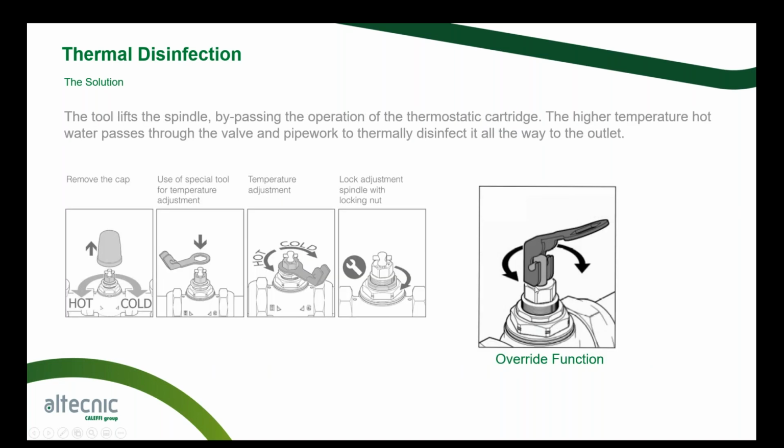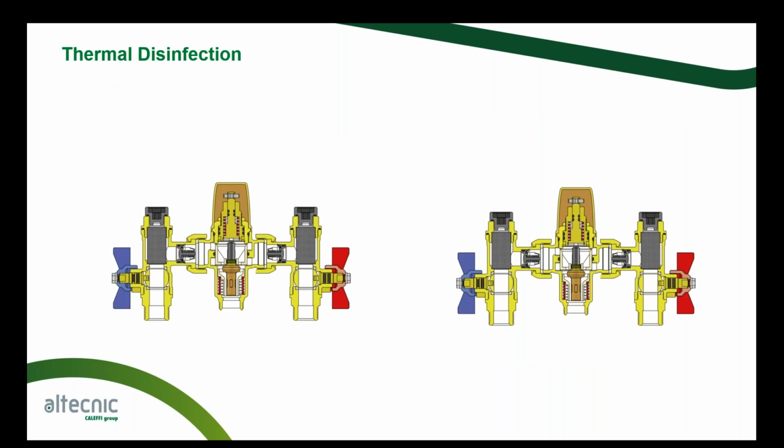What the tool does is lift the spindle, bypassing the operation of the thermostatic cartridge, and with the higher temperatures, hot water passes through the valve and the pipe work to thermally disinfect all the way through to the outlet. So where before we've potentially had a dead leg from the valve all the way through to the outlet, we can overcome that now. You remove the cap, and we carry out this thermal override function.